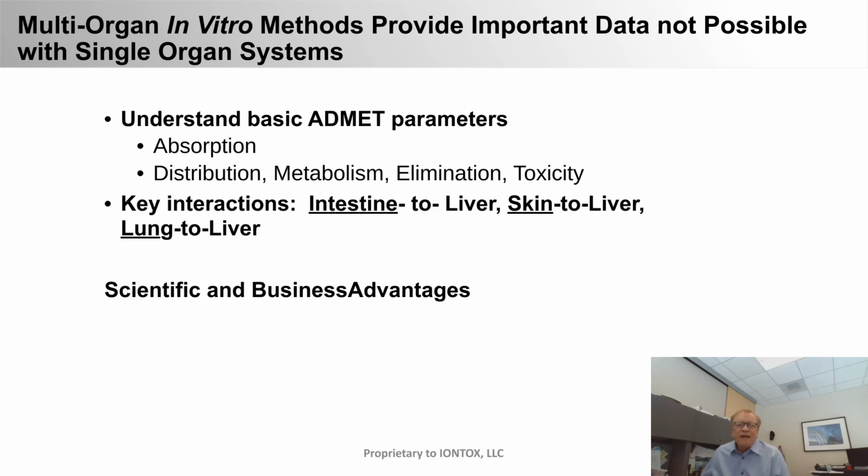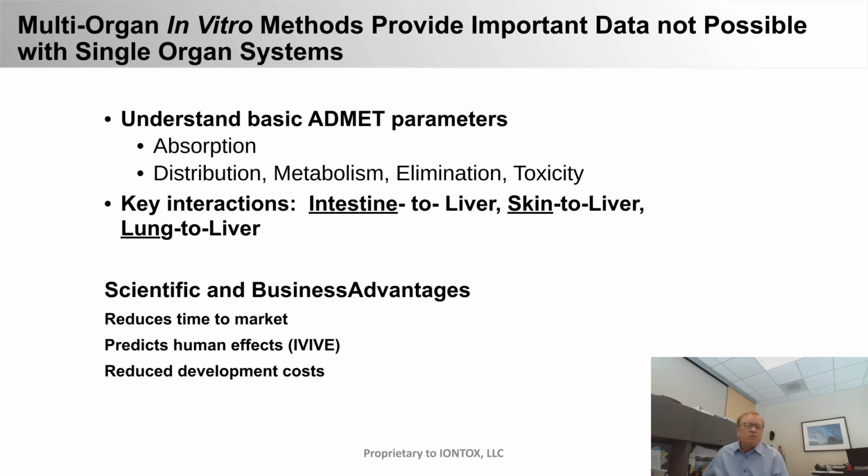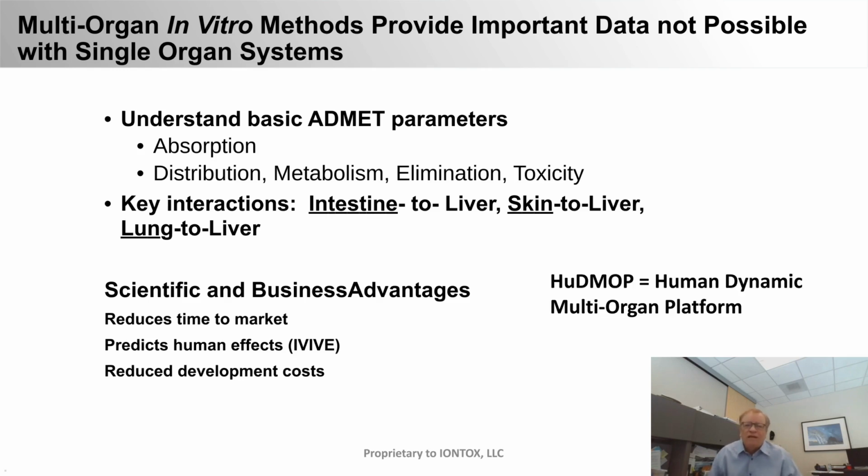And there's a lot of science and business advantages to these types of systems. We should be able to reduce time of new drugs and chemicals to market. We should be able to start predicting, without using animals, what's happening in humans. This would greatly reduce developmental costs, and it would rapidly move us towards really a completely different paradigm in the evaluation of drugs and chemical safety. So I'm going to be talking to you about a human dynamic multi-organ platform. We refer to it as HUDEM-UP.